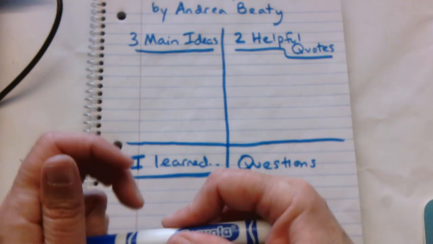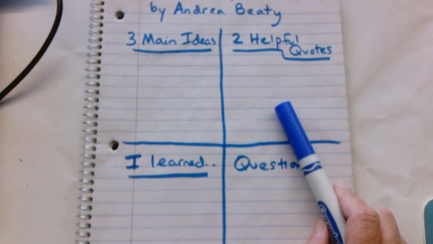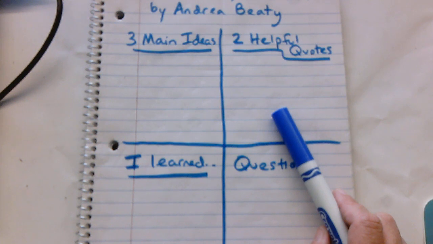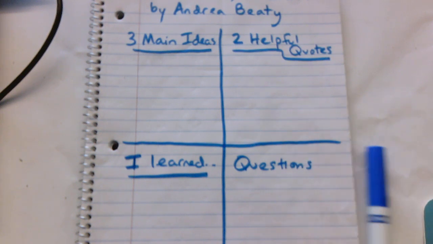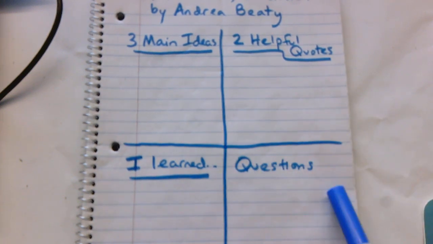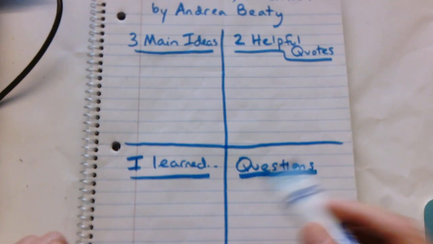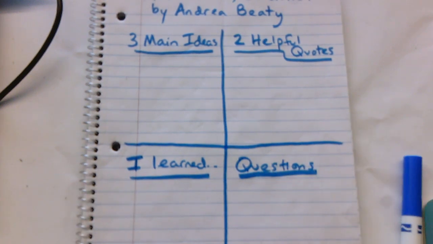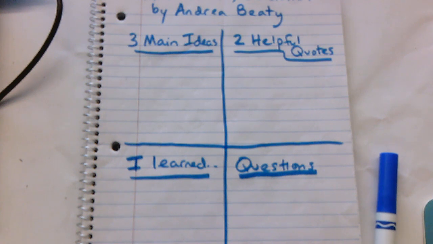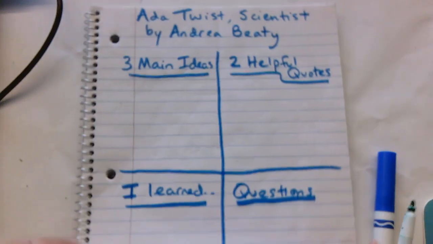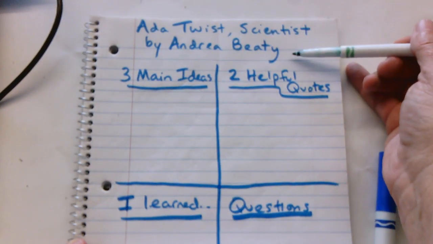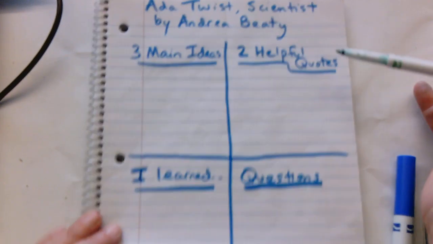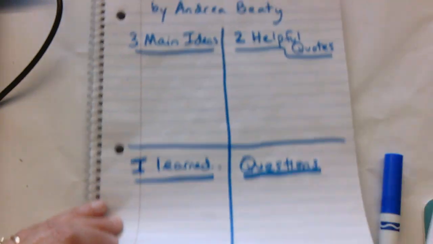Then I'm actually going to go and do my reading. You know that I have Ada Twist, Scientist available both as slides, so you can read it, or as a video, and it's me reading the book. I'm going to give you one example of each of these sections, and then that will give you a place where you can start. I'm going to use a different color for what I'm writing in. So it's the title, the author, three main ideas, two helpful quotes, I learned, and questions.